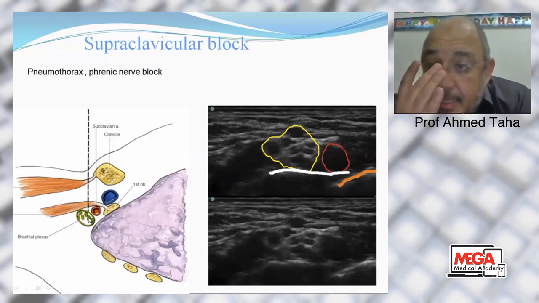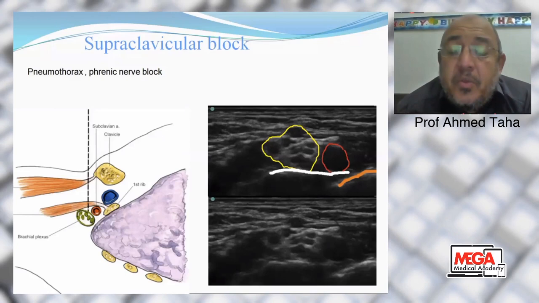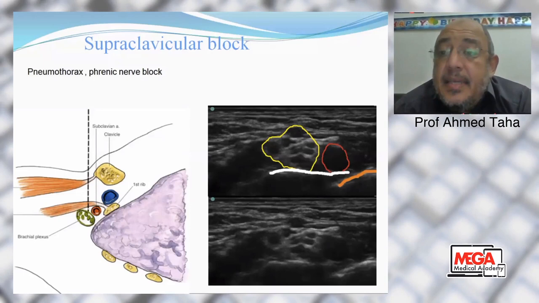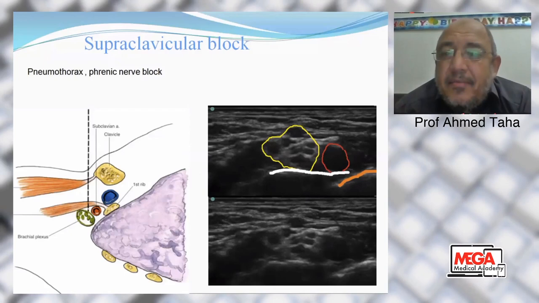The incidence of pleural injury may go up to 10% with the nerve stimulator or landmark technique, and it's still happening even with ultrasound. At the same time, this block also spreads to the phrenic nerve, so it does not give me a big advantage over the interscalene block.